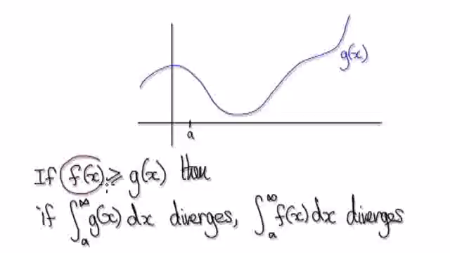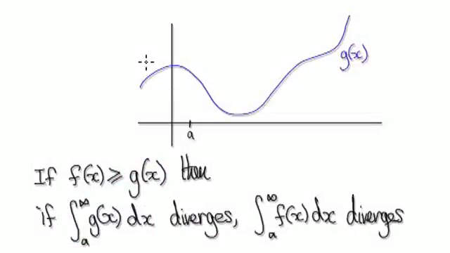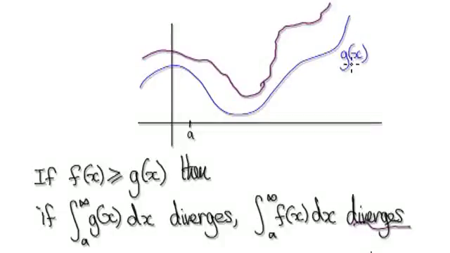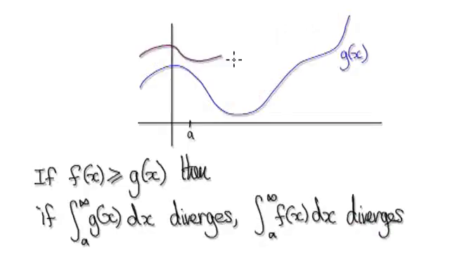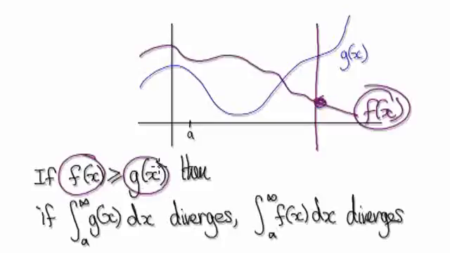Let's say you know f of x is always bigger or equal to g of x. Now, if the integral of g of x diverges, so we're saying this is g of x, and g of x, don't forget, is the smaller one, then f of x will have no choice but also to diverge. Because f of x must always be greater than g of x, it must also diverge. It can't converge. So this is our f of x here.